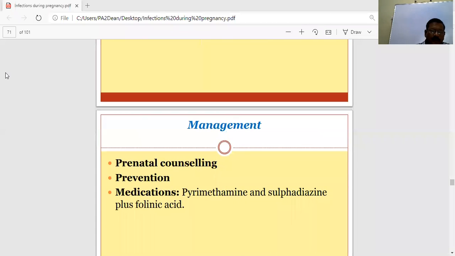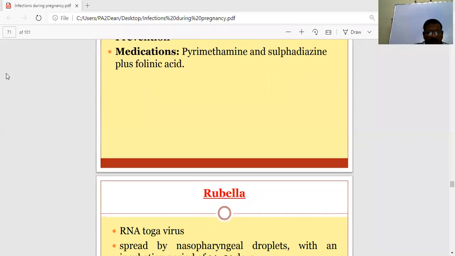Coming to the management, prenatal counseling, prevention, and medication: pyrimethamine and sulfadiazine plus folinic acid ought to be given to manage toxoplasmosis.